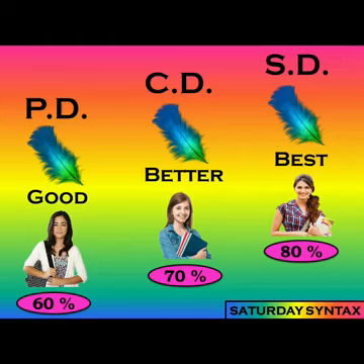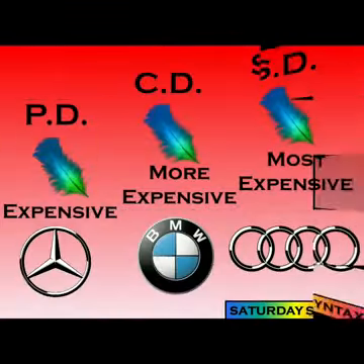Here we can see the results of three different girls. Now the first one, that girl has got 60% in exam, so we can say the result is good. The second girl has got 70% in exam, so we can say she has got better than the first one. And the third one, she has got 80% in exam, so of course we can say that was the best result. So that was a comparison between these girls. So it becomes good, in comparative it becomes better, and in superlative it becomes best.